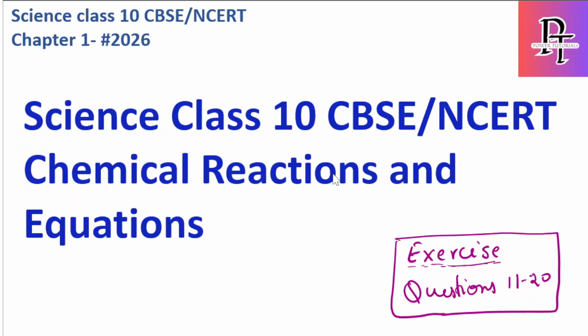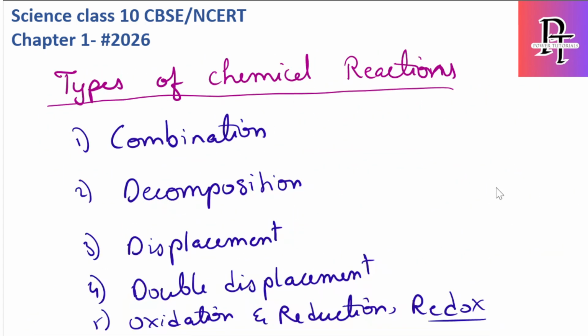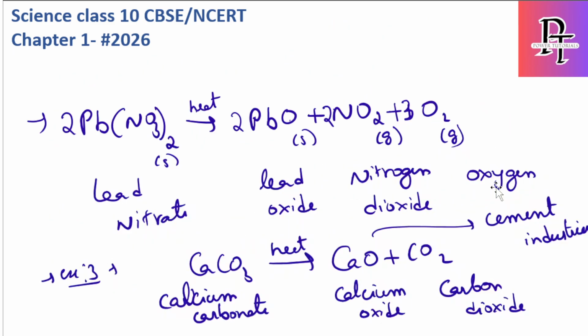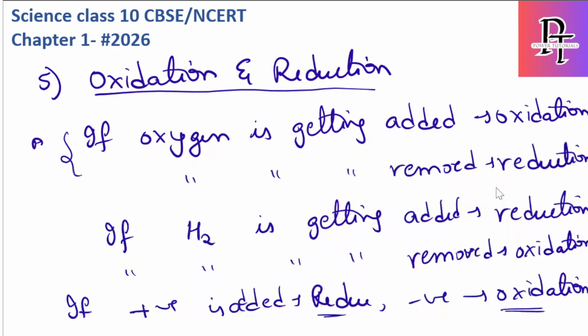So today we are going to cover exercise questions 11 to 20 of Science Class 10 CBSE, that is the NCERT textbook chapter 1, which is Chemical Reactions and Equations. In the previous parts we have covered all the textbook theory, the in-text questions, and in the last video we started the exercise questions, and exercise questions 1 to 10 have been covered in the last part.